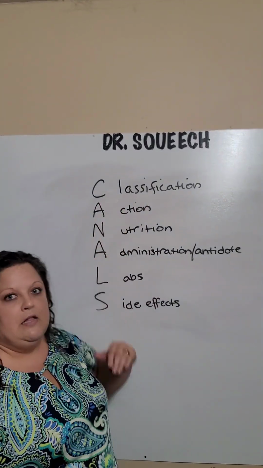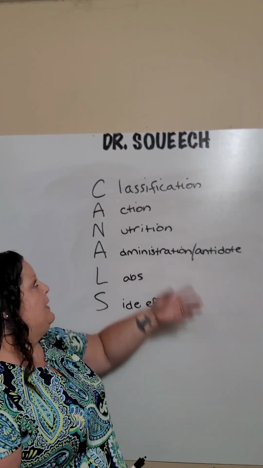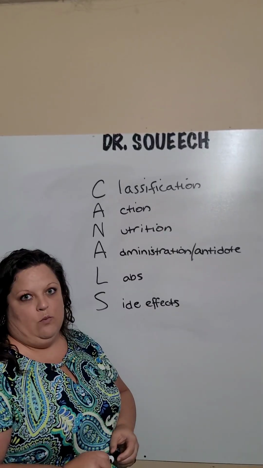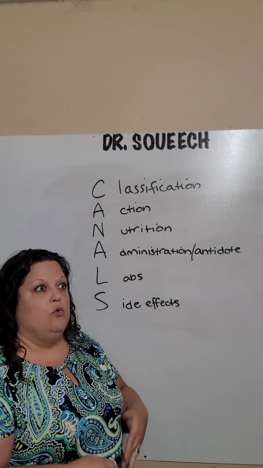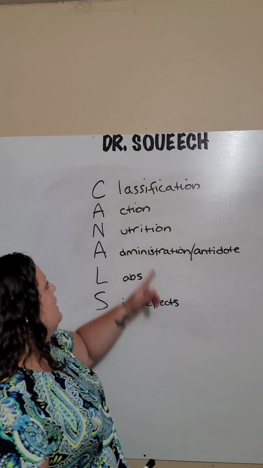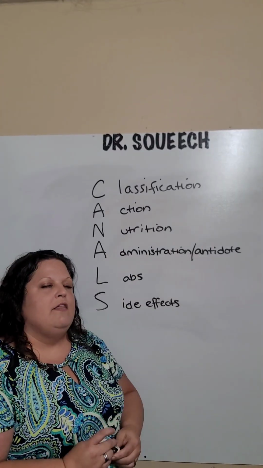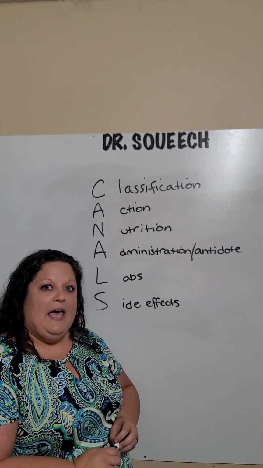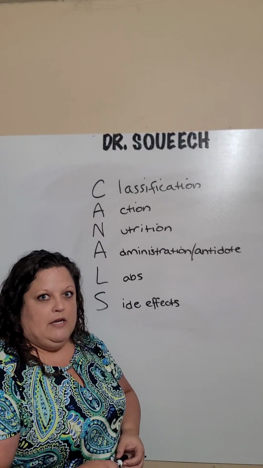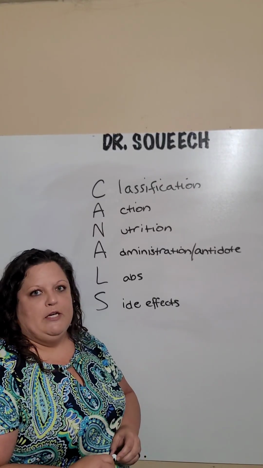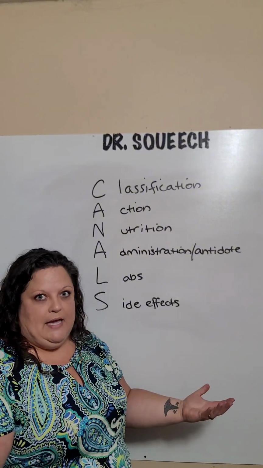Digoxin is a cardiac glycoside. We'll do an example here in a little bit, but how does that actually work? What does it do to the cells and organs and tissues of the body to cause the effect that we're after? Nutrition. Is there anything that your patient should or should not have when taking this medication? Odds are you're probably going to have a question on NCLEX.